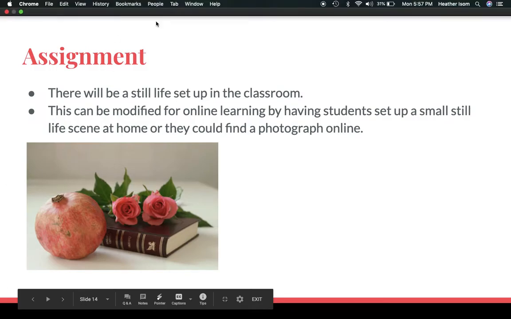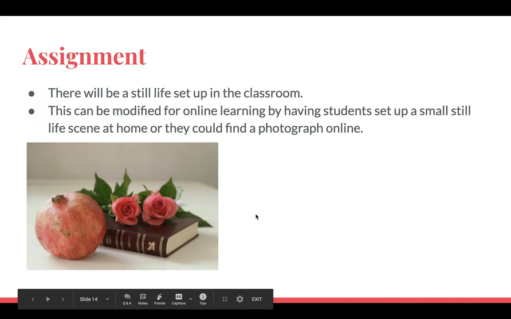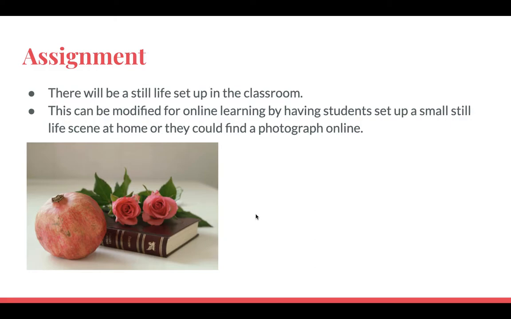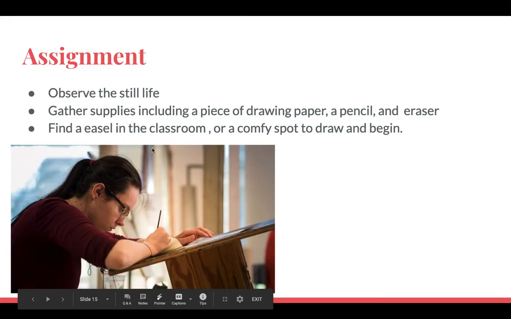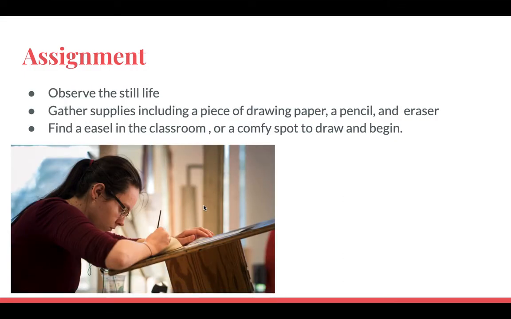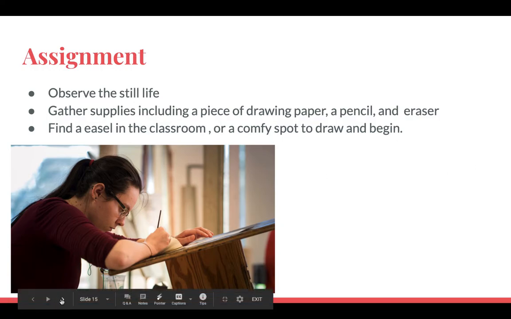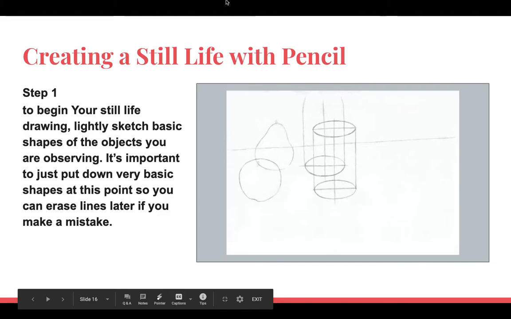So now we're going to talk about the assignment. So we're going to set up a still life in the classroom, or this can be modified for online learning by having students set up a small still life scene at home, or if not, you could find a photograph online. So we're going to observe the still life, gather supplies, including a piece of drawing paper, a pencil, and eraser, find an easel in the classroom or a comfy spot to draw, and begin. And then we're just going to go over the steps of creating a still life with pencil.